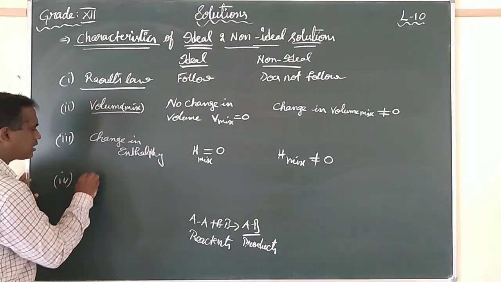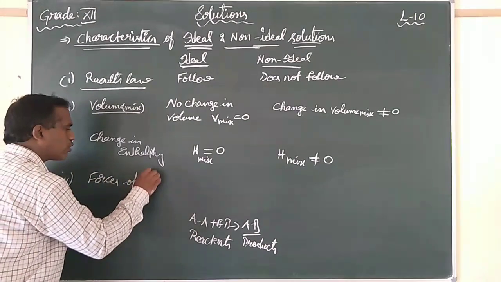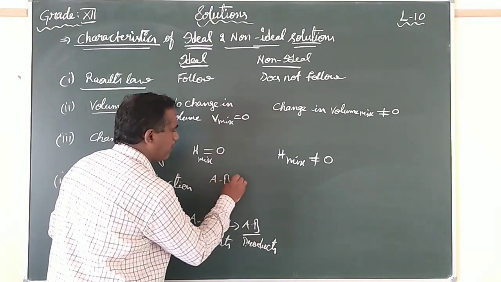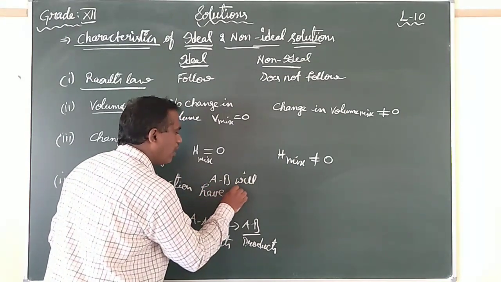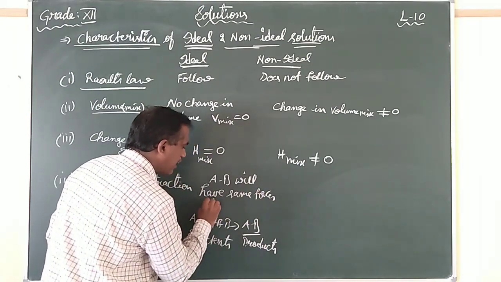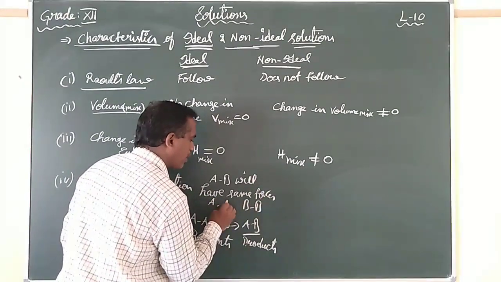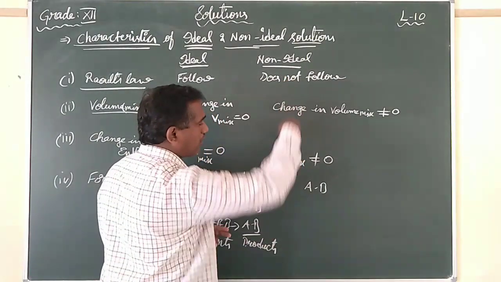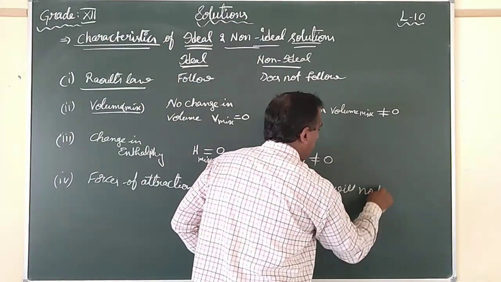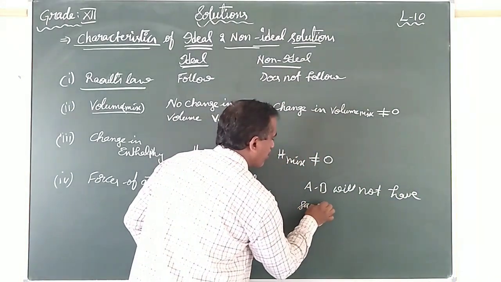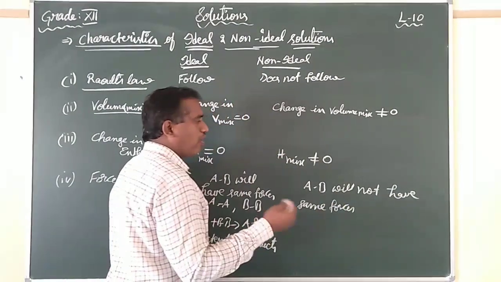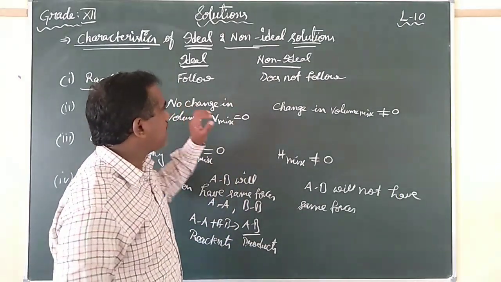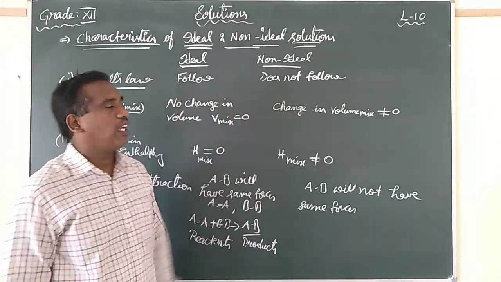The fourth one is, at last, forces of attraction. Forces of attraction means the products formed, that is AB, will have the same forces of attraction as the AA or BB molecule. But the AB formed in the case of a non-ideal solution will not have the same forces of attraction. They may be increasing in attraction or decreasing in attraction. So these are the general characteristic differences between an ideal solution and a non-ideal solution.